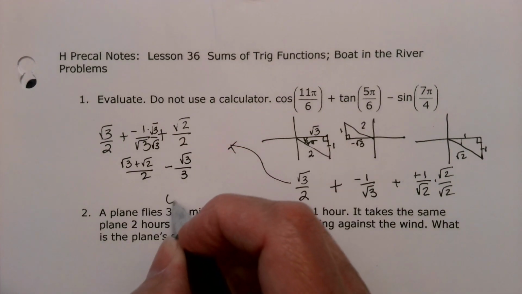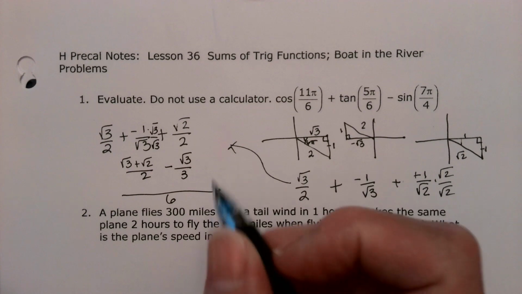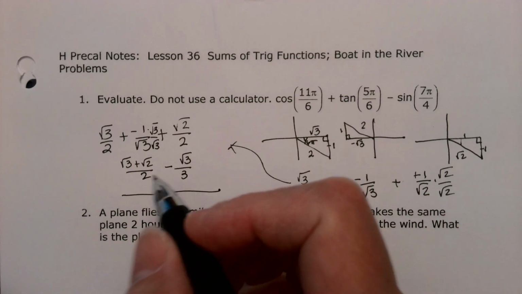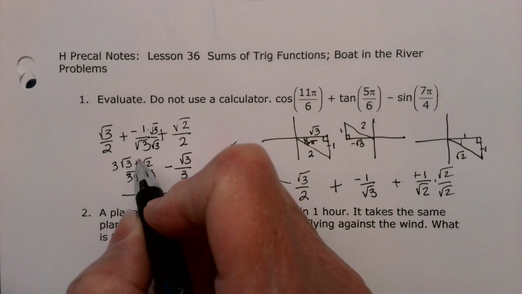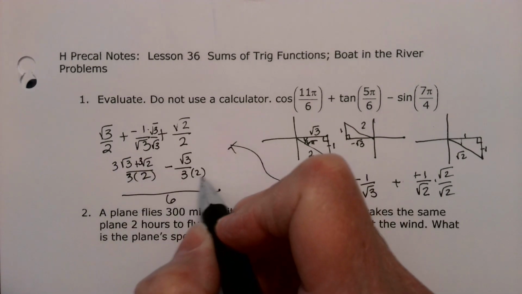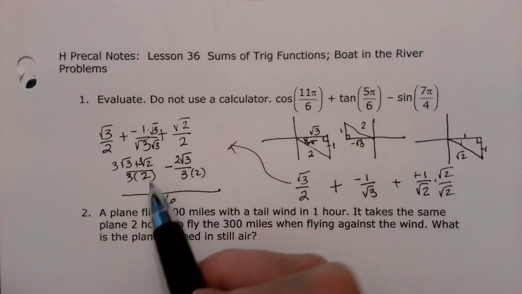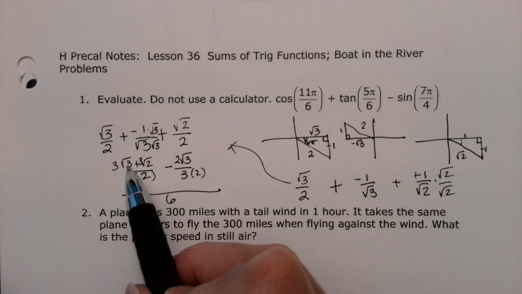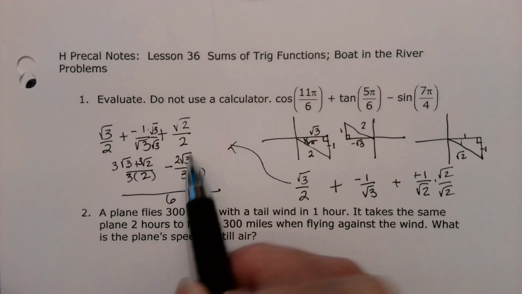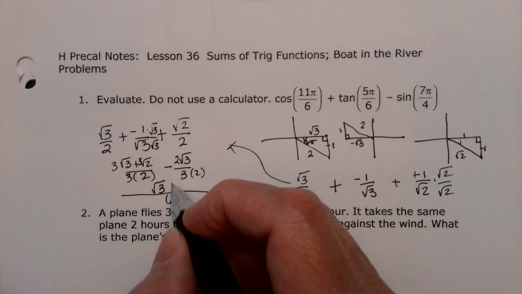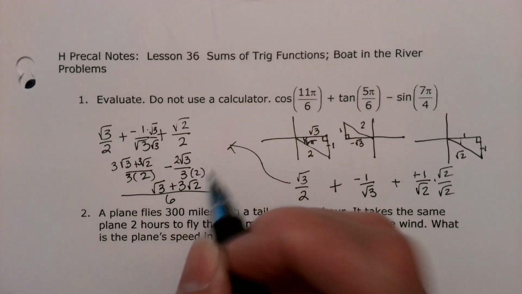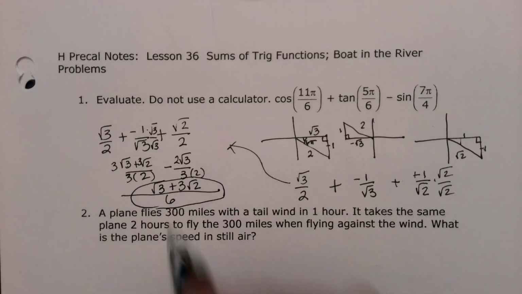So that's going to give me a common denominator of 6. You can do it all in one step if you want. But in order to do that, that means I'm going to multiply that by 3. So I multiplied both of these by 3. I multiply that by 2, and I multiply that by 2. So I've got 3 times the square root of 3, and I've got negative 2 times the square root of 3. So that's going to be the square root of 3. And then I have 3 times the square root of 2. So this is going to be my answer here.